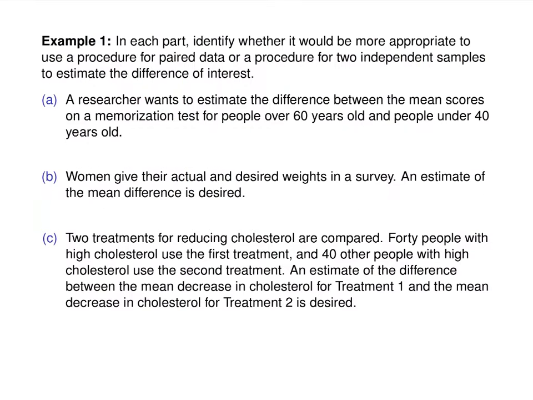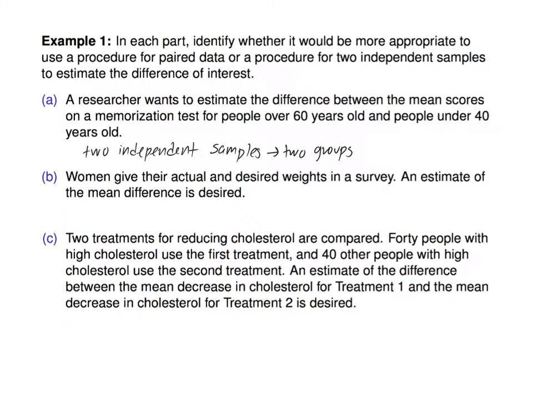Okay, so in these, tell me whether it's more appropriate to use a procedure for paired data or 2 independent samples to estimate the difference of interest. A researcher wants to estimate the difference between the mean scores on a memorization test for people over 60 and people under 40. Is that paired or 2 separate groups? It's not like a mother and her kids, right? It's just two separate groups. So 2 independent samples, because there are two groups. And the notation for that would be mu1 minus mu2.